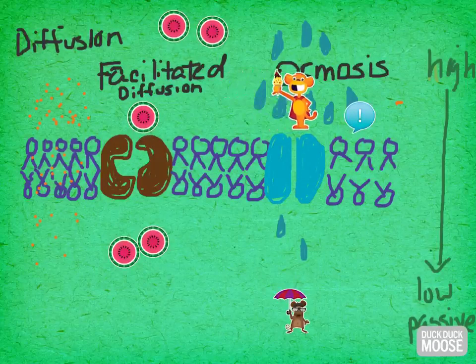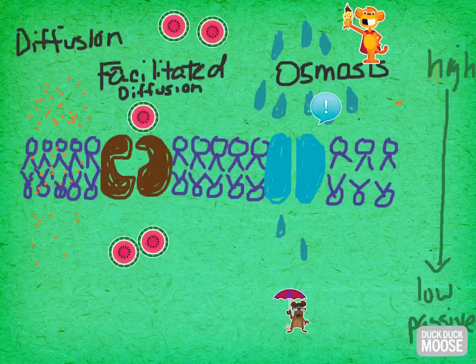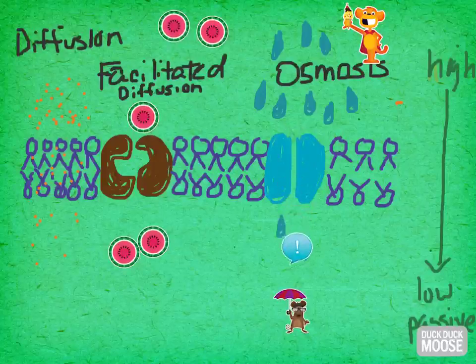And then lastly, over here is osmosis, which is the facilitated diffusion of water across the cell membrane. That also requires a special protein, in this case called aquaporin. It's a channel protein. It's got a little channel in it for water to go through. I put a little guy with an umbrella here just to remind us that it's just water going through here.